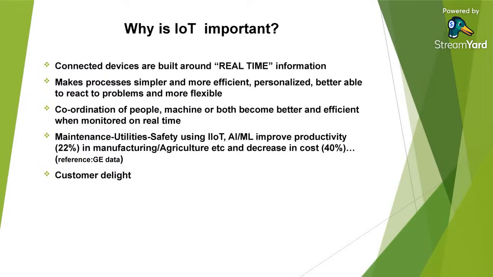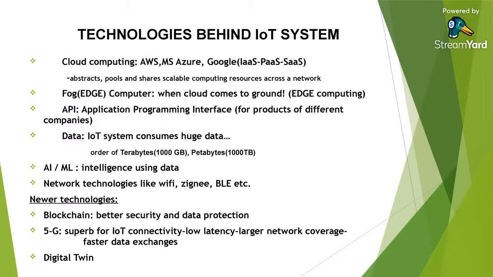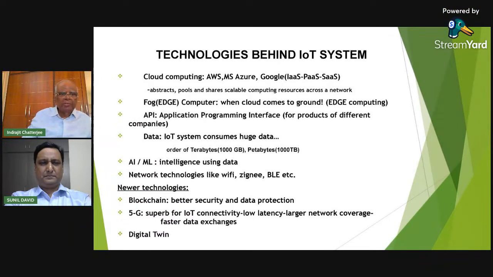Basically, customer delight will be much better through this intervention of IoT sensors and all the protocols that it uses. Now, coming to the next one, it actually improves productivity by 22% and also reduces cost by approximately 40%, as we estimated last year. And Sunil, if you want to tell something new later on, you can always correct me, but I'm telling whatever I have learned in my life. And the technologies that work here, I'll just go through briefly.